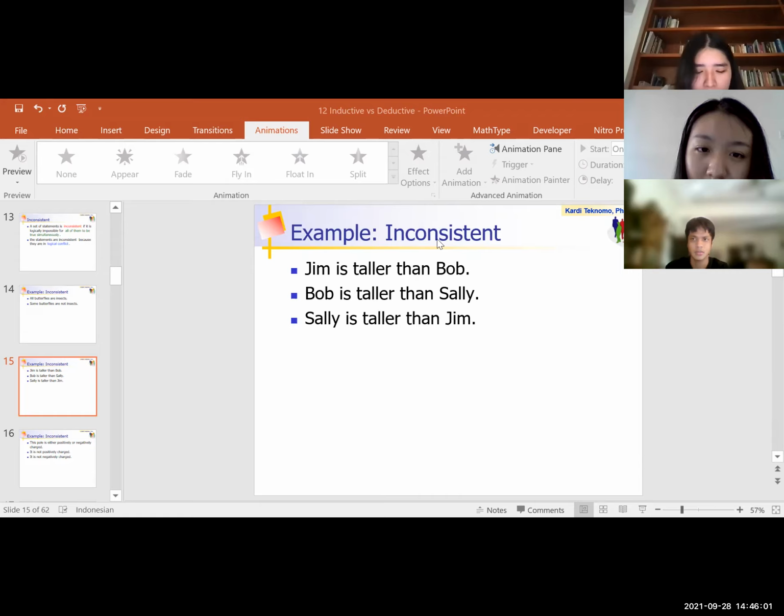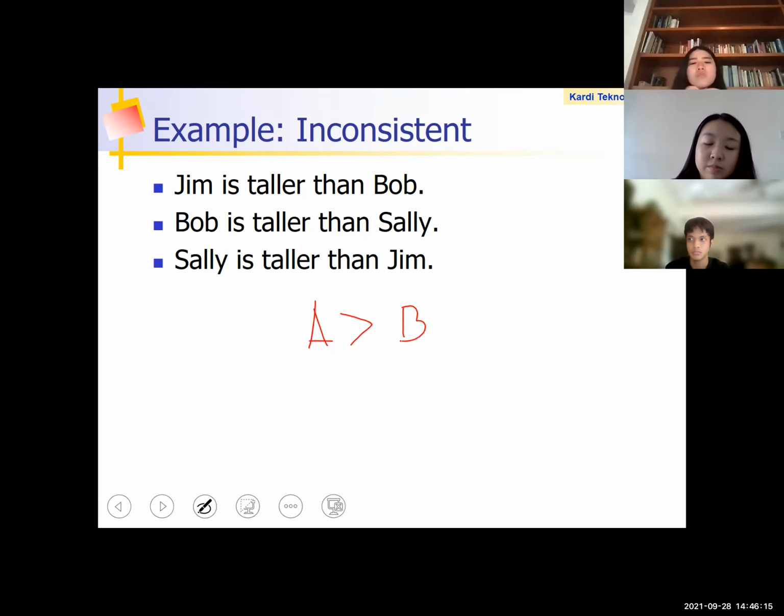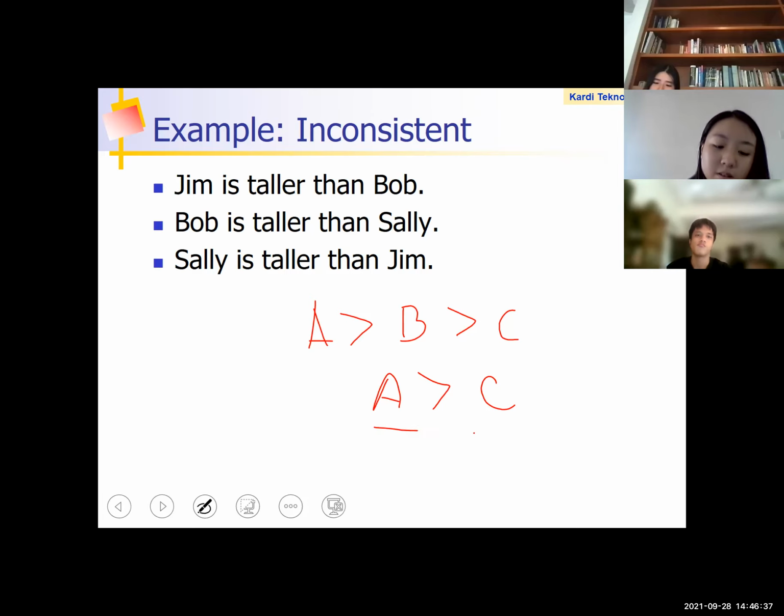So I will put it into variables. If A is larger than B, and then B is larger than C, then you are hoping that A is larger than C. So to be consistent, you should say that A is larger than C.